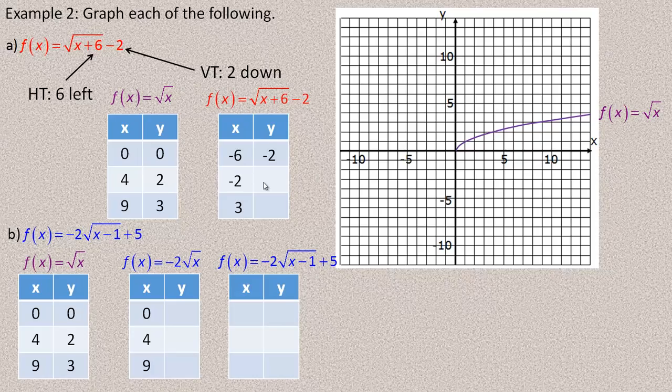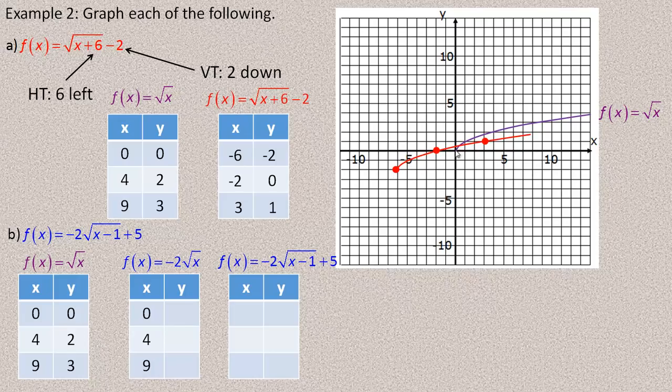2 minus 2 is 0, and 3 minus 2 would be 1. And so you can just transform a few points and then draw the new function. So if I plot (-6, -2), and then (-2, 0), and then (3, 1), (3, 1) will be right here, and then I can draw my new function.